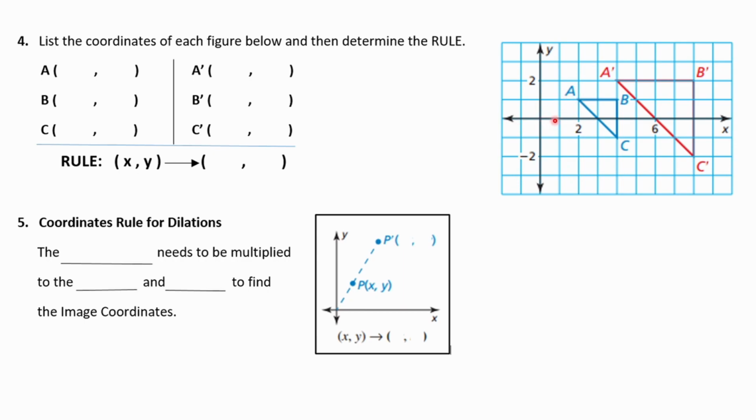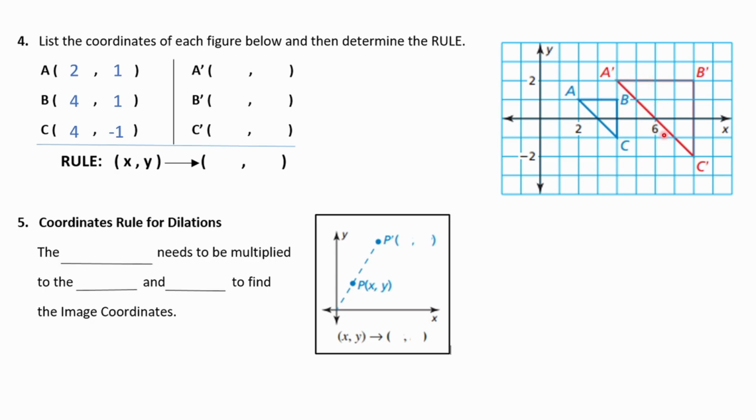So in the case of A, if I go over 2 and up 1, that would be the point 2, 1. And then B, I'm over 2 more, it's still up 1, so a total of over 4 and up 1, so that's going to be the point 4, 1. And then C is also to the right 4, but then it's down 1, so it's going to have the coordinate point of 4, -1.